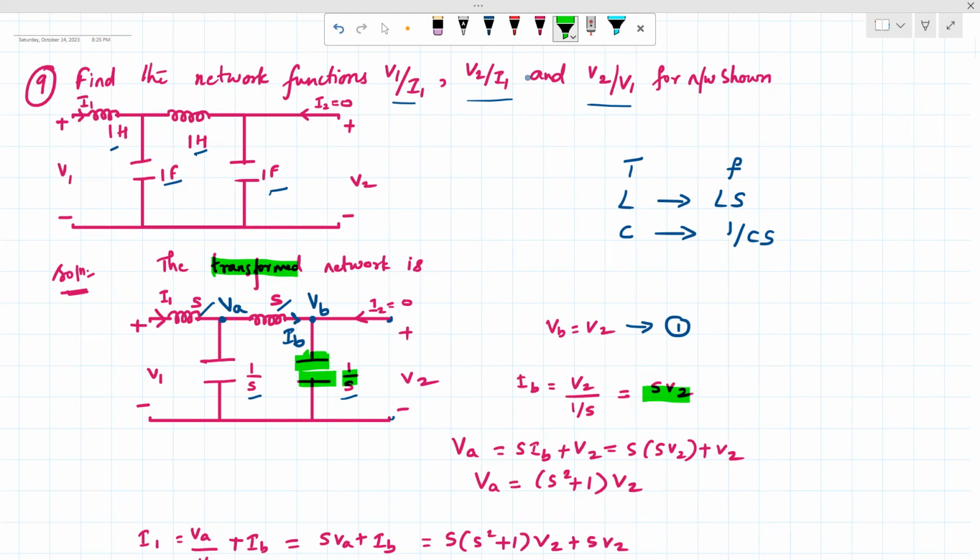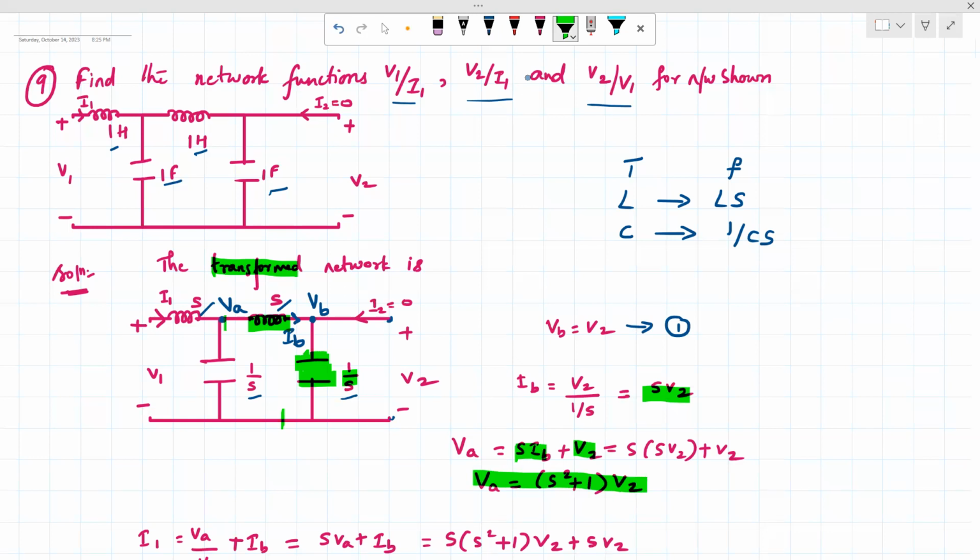Then VA is the voltage across these two terminals. So it is a sum of the voltage across this inductor and the voltage across this capacitor. So it is given as S into IB, across the inductor, plus across the capacitor we have a voltage V2. So simplifying by putting the value of IB as S into V2, we get VA is equal to (S square plus 1) into V2.